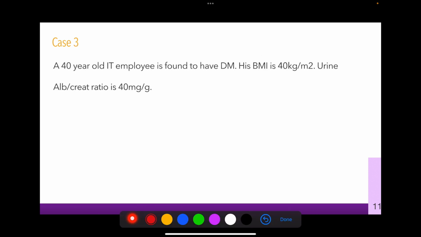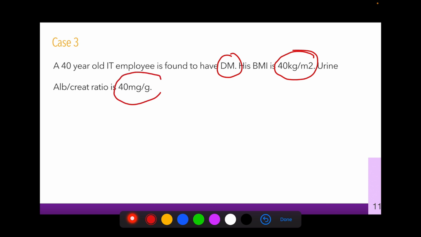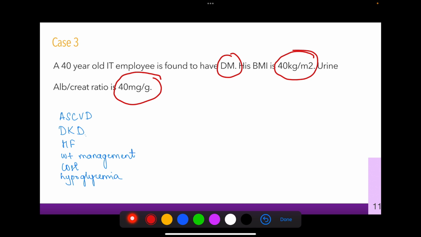A 40-year-old IT employee is found to have diabetes. His BMI is 40 kg per meter square. Like he is very obese. Urine albumin creatinine ratio is 40 milligram per gram of creatinine. So this patient is obese and has protein in the urine, like the albumin ACR ratio is slightly on the higher side. So let's start. What all do you want to do?